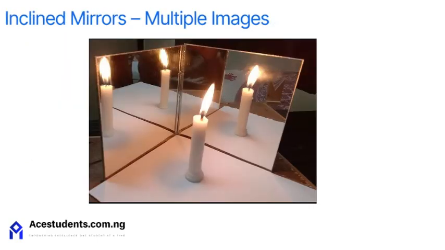When two plane mirrors are placed at an angle to each other, they produce more than one image of an object. The number of images formed depends on the angle between the mirrors. The formula is n equals 360 divided by theta, minus 1.